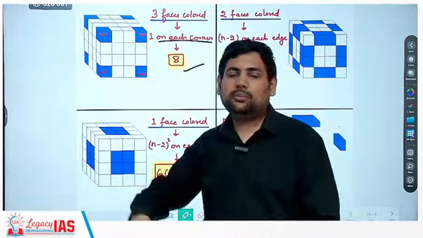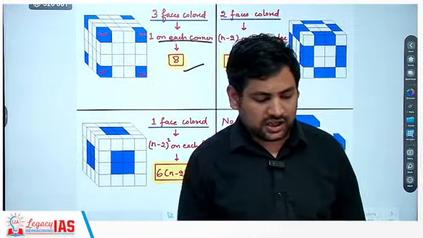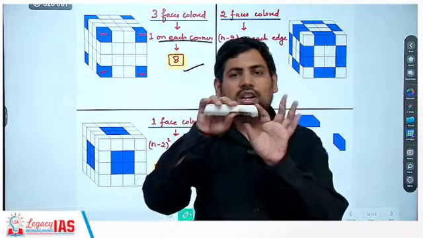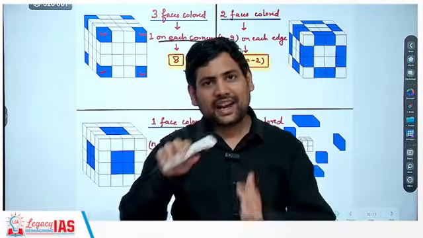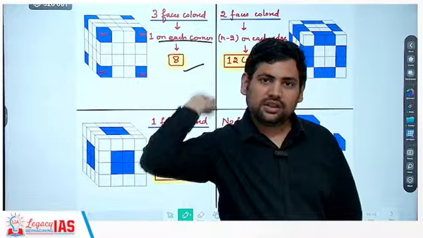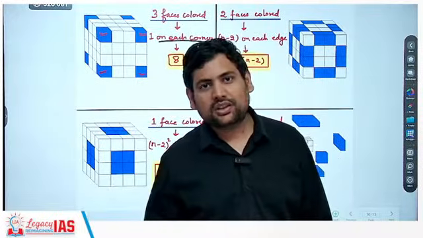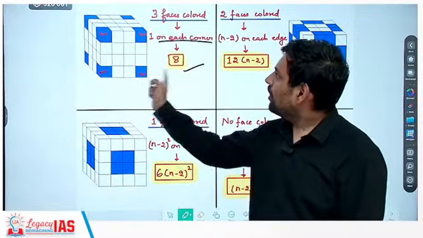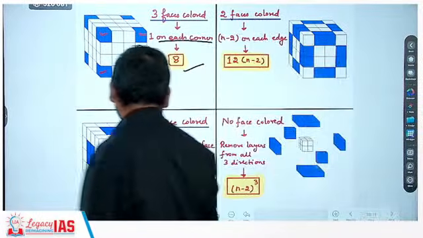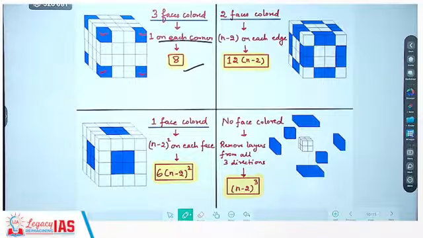Now this does not depend on the size of the cube, correct? Any cube you take, for example, this is also like a cube, here also there are exactly 8 corners. If you look around in the room that you are sitting in, there also you will see there are 8 corners. So size does not matter here. Always 3 face colored will be 8. Then next is 1 face colored.